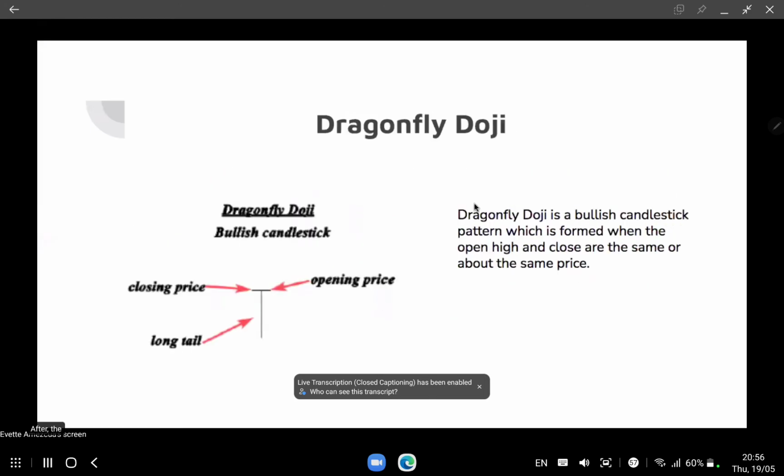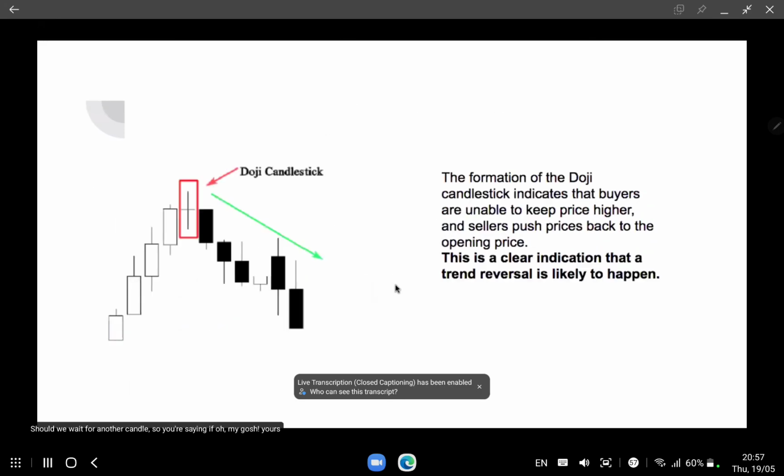After the doji and the next candle turns red, should we wait for another candle? So you're saying, where we had it in an example for the uptrend reversal, the example for that uptrend reversal.